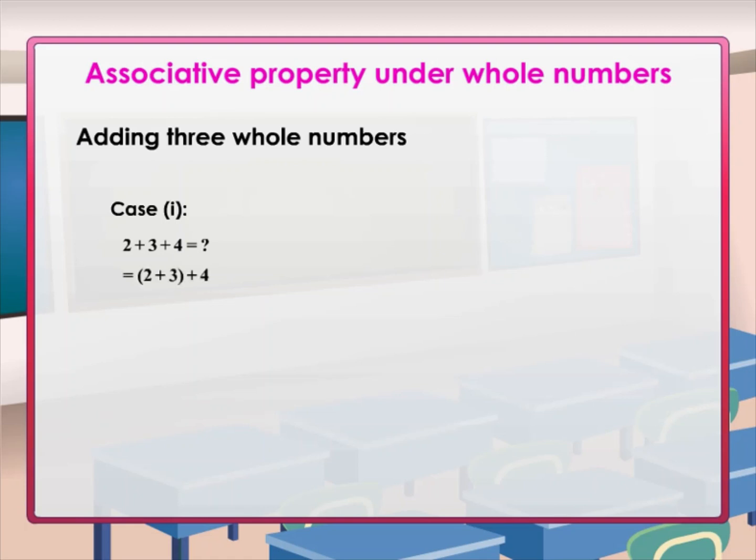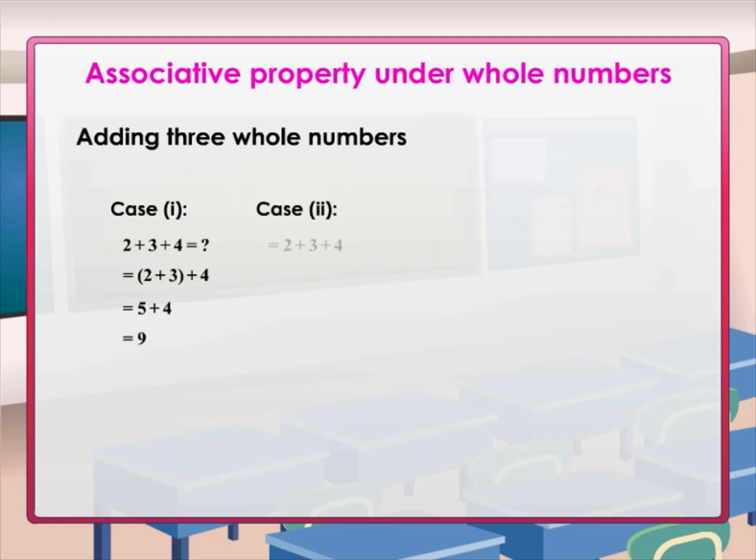First case, let's try adding them. First, we will add 2 plus 3. So 2 plus 3 is included inside brackets to show that this operation should be performed first, and then we will add 4. So adding 2 plus 3 first, we get the answer as 5. Then add 4 to it. So we get 5 plus 4 is equal to 9.